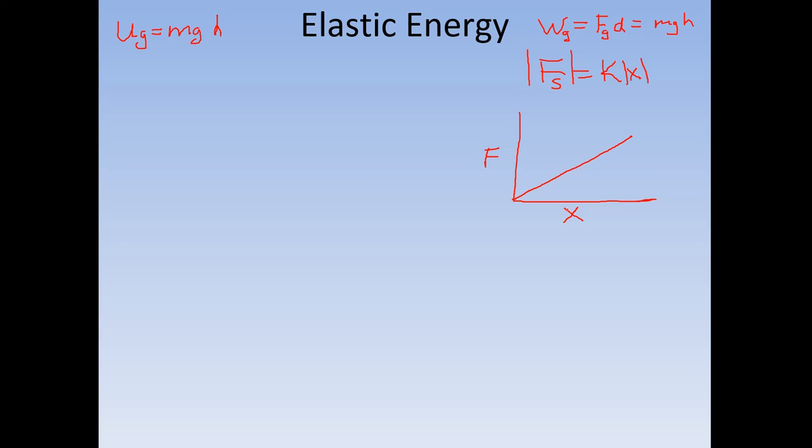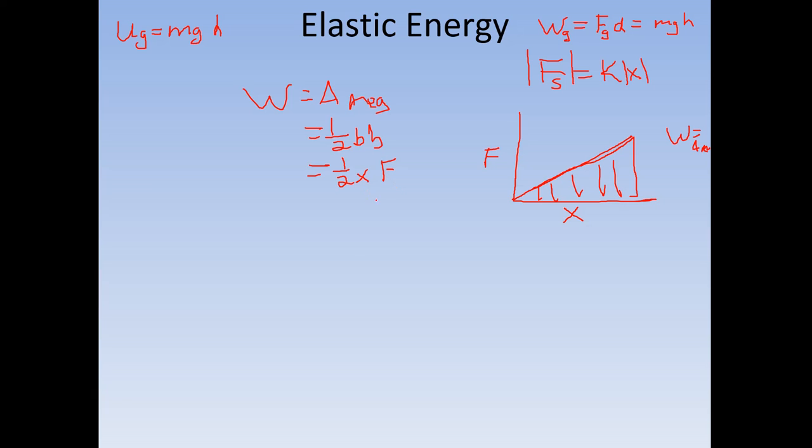Now, with this graph, I can use this to figure out work. If you recall, when we have a graph, we have to do either area or slope. If I have a graph of force versus distance, and I want to find the work, I need to find the area underneath the line. This shape is a triangle. So the work is going to be the area of the triangle, which is half base times height. My base is x, my height is F.